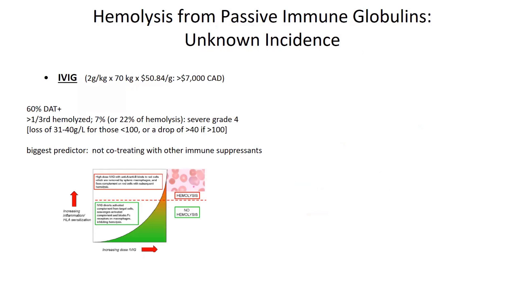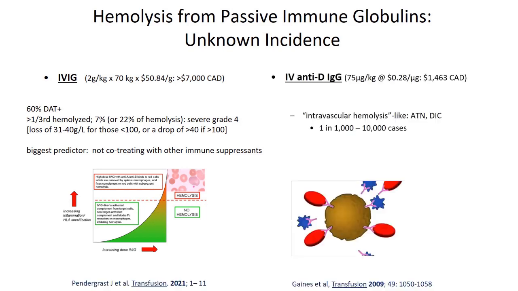Now, IVIG can cause hemolysis. About a third of people getting high-dose IVIG, if they are not blood group O, so A's, B's, and ABs, can have a positive DAT or exhibit sensitization, and a third of that third can have a clinically significant grade 4 hemolysis. An important predictor of this phenomenon is not having the benefit of co-treatment with other immune suppressants. So IVIG by itself at high dose and non-O recipients can be quite harmful, and we need to be conscious of this in our informed consent.